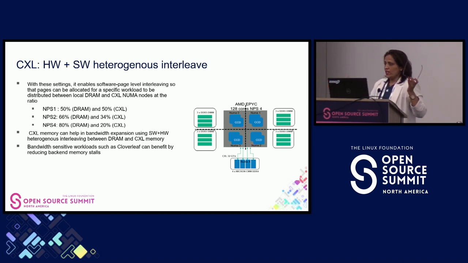CXL provides a large amount of memory, but it comes with higher latencies. So if the application is bandwidth sensitive, more pages can be allocated from the DDR, and the corresponding pages can be kept in the CXL memory. So the CXL memory helps in bandwidth expansion using this software and hardware configuration, interleaving between the DDR DRAM and the CXL memory.